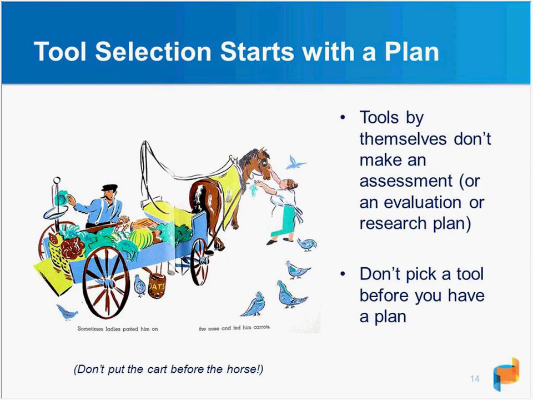So let's talk now about tool selection. Tool selection starts with a larger plan for how you're going to assess individuals, groups, or entities, how you're going to evaluate a program, or how you intend to research a question of interest. You should not pick a tool before you have a plan in place. To do so would be like putting the cart before the horse.